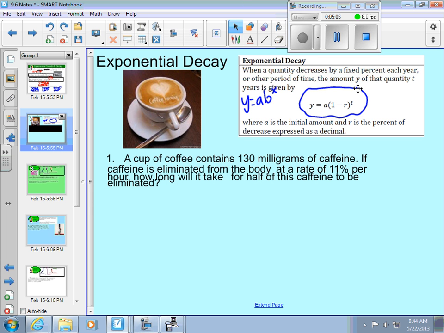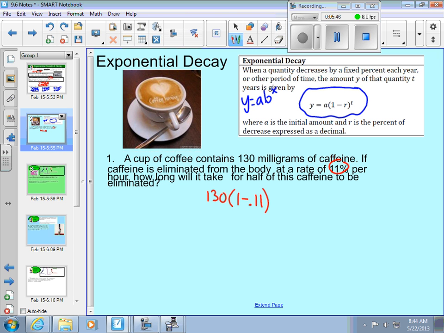Let's try an example problem here. Another one. This one says a cup of coffee contains 130 milligrams of caffeine. If caffeine is eliminated from the body at a rate of 11% per hour, how long will it take for half of this caffeine to be eliminated? Okay, well, we want to go through and enter all this information into that same equation we just had. So we start with 130, that's our initial value. It's decreasing by 11%, so this would be 1 minus 0.11.